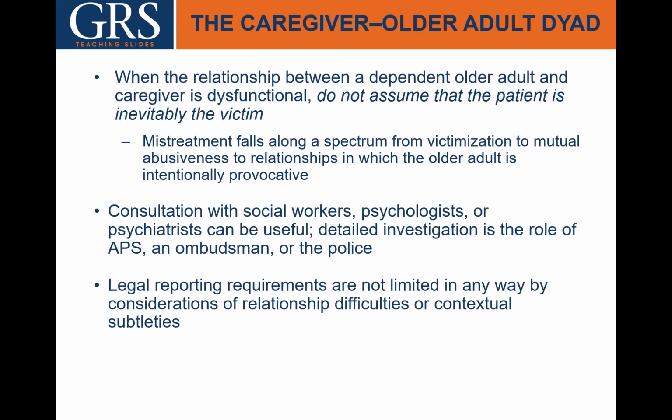So here we should know that when the relationship between a dependent older adult and the caregivers is functional, we shouldn't assume that the patient is inevitably the victim. And also consultation with a social worker, psychologist, or psychiatrist can be useful to determine if mistreatment has happened to the older adult.